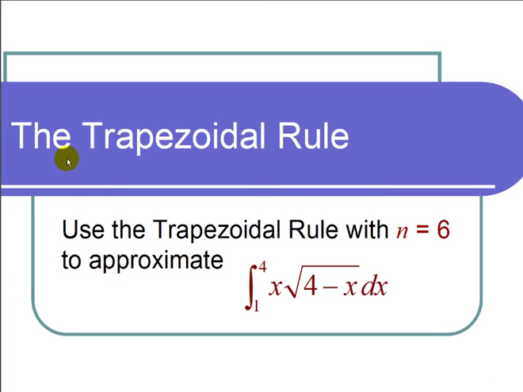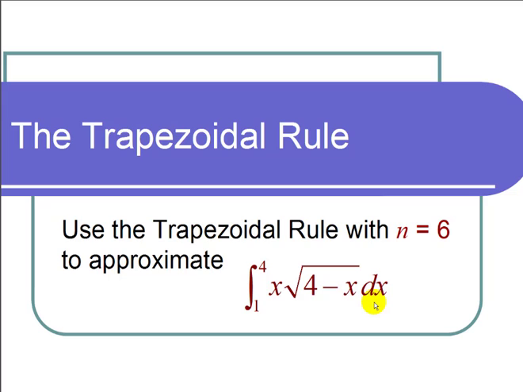This is a video on the trapezoidal rule. The question states, use the trapezoidal rule with n equals 6 to approximate the integral from 1 to 4 of x times the square root of 4 minus x dx.